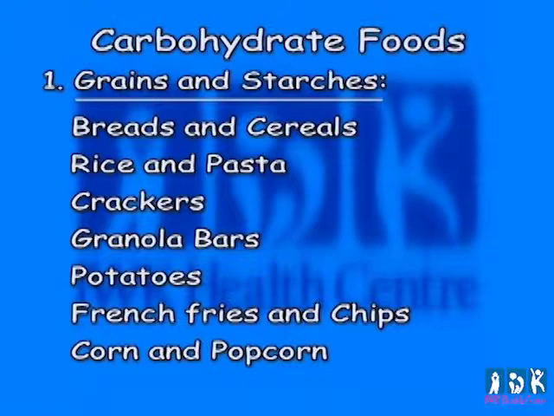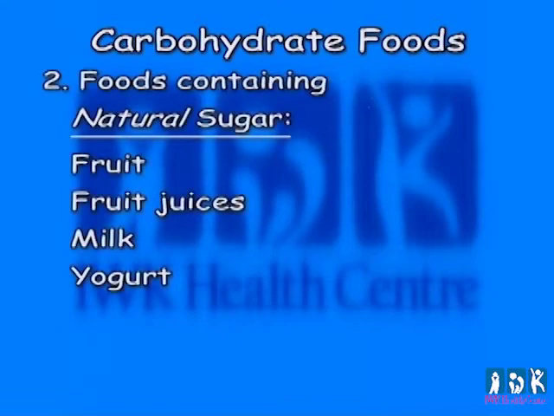The first is grains and starches. Examples of grains and starches include breads and cereal, rice, pasta, crackers, granola bars, potatoes, French fries, potato chips, corn, popcorn, and corn chips, among others. The second category of carbohydrate foods includes foods that contain natural sugars. Examples include fruit and fruit juices, milk and yogurt.